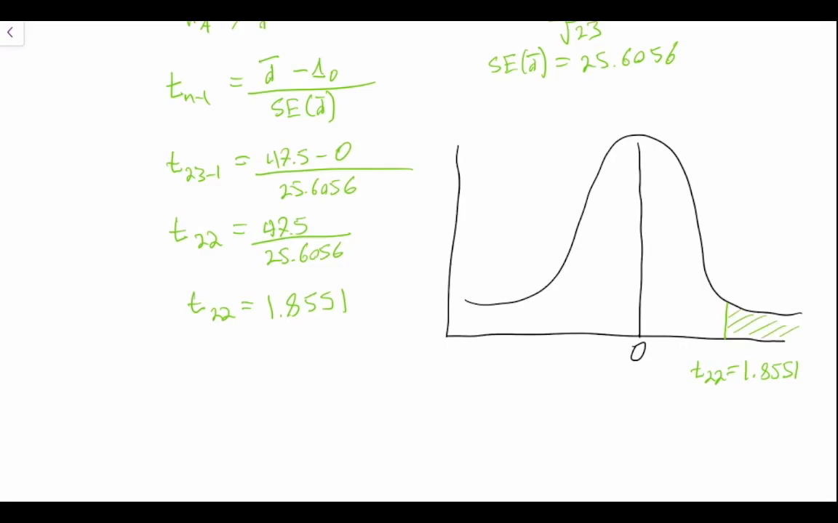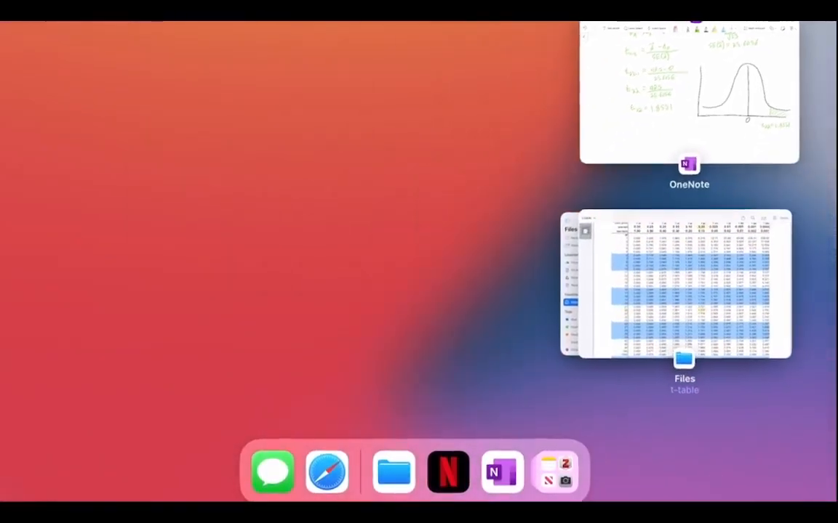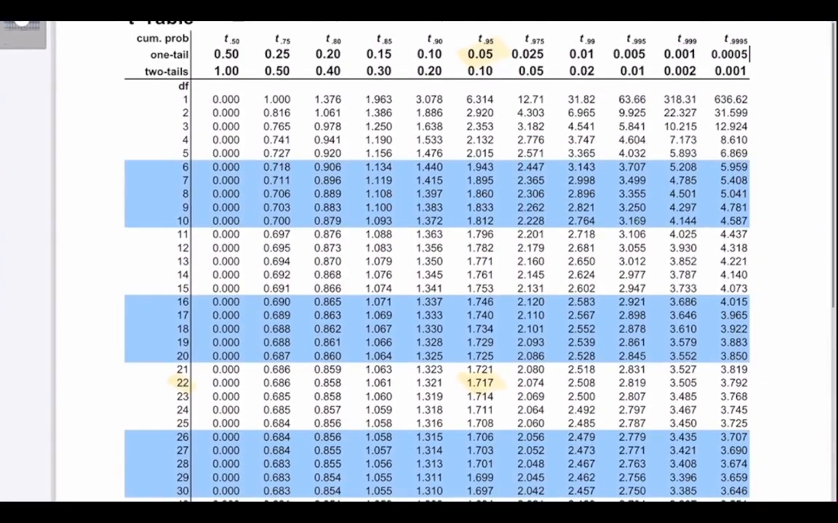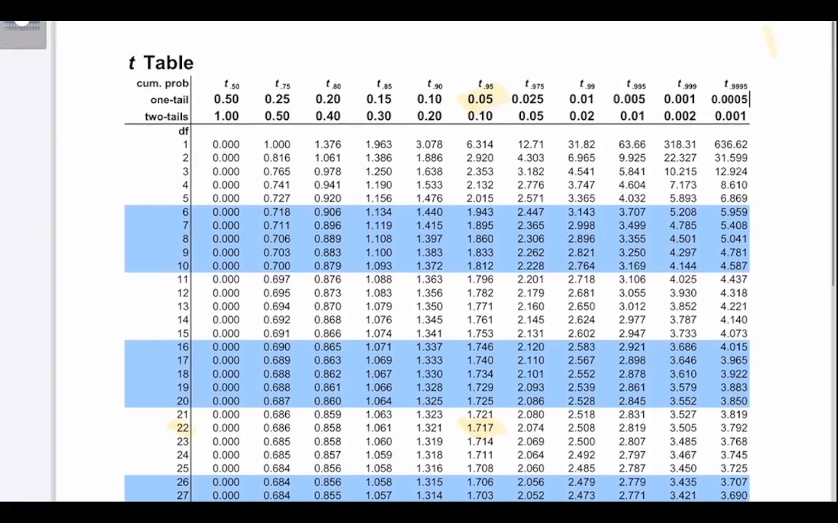So let's go ahead and look up a t critical, so at say 0.05 or 95%. In this case, we're going to look at our one-tailed cumulative probability. So that's right here at 0.05 in one tail because we're doing greater than, so we're doing a one-tailed test. And then we're going to go down to 22 degrees of freedom. We're going to trace our finger across, and we're going to find our value here of 1.717. So our t critical is 1.717.